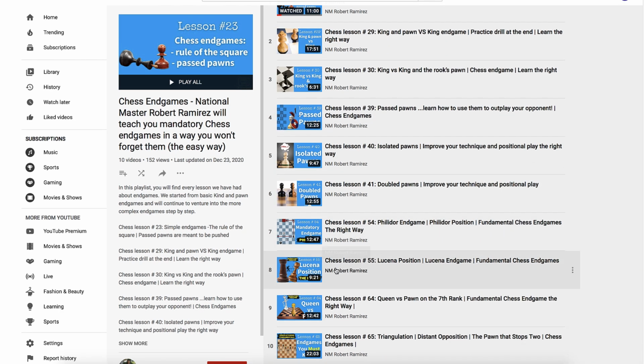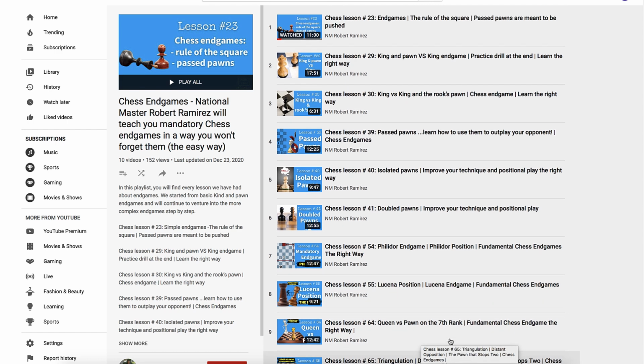We even have covered rook and pawn endgames. We have talked about triangulation, distant opposition. So take the time to do this if you haven't.